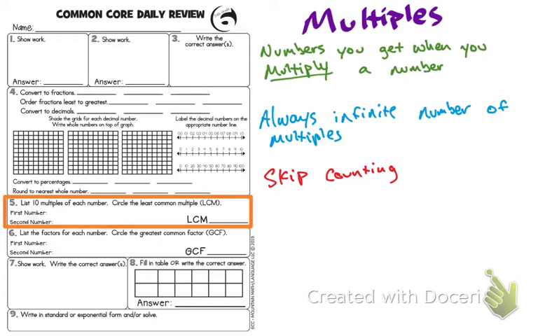So let's go ahead and take a look at our multiples first. We'll do a couple examples of multiples, and then we'll also take a look at what the least common multiple is. I'm also going to show at the end of this video a trick or a way that you can use a multiplication chart to help you find multiples of numbers.